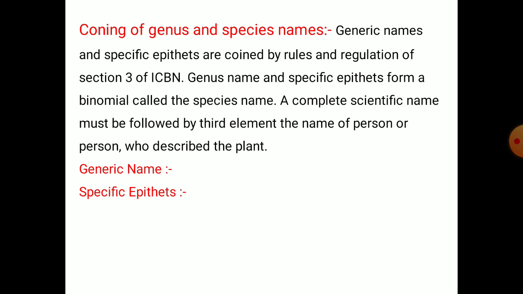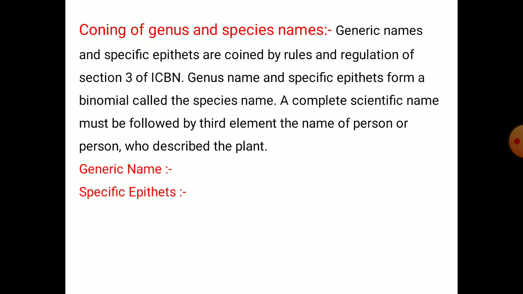Sometimes the specific name is given in honor of someone, for example in honor of Hookery. The name is given to one more plant, hookery, after the scientists George Bentham and J.D. Hooker. So hookery is the specific name, or species name, given to a plant in honor of someone.